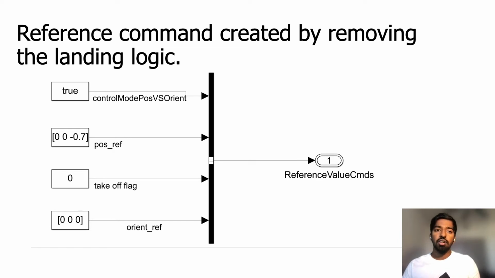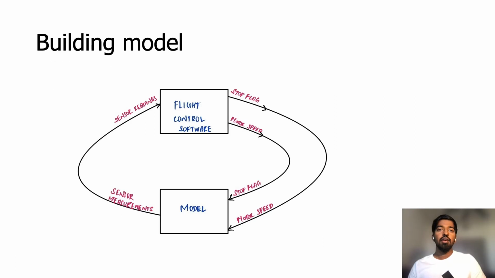So this gives the drone's position, which is 0.7 meters above the ground. The minus sign is here because the z-axis is down in the drone reference frame, so the altitude will be 0.7 meters up. We are building this control system using the approach called model-based design.